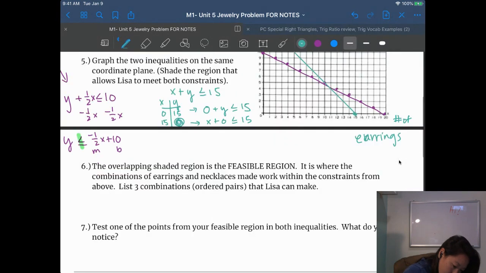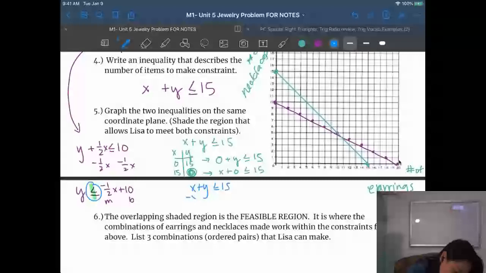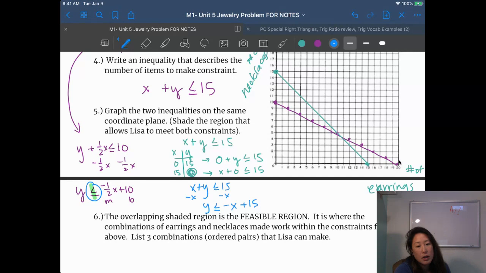Okay. All right. So next part is shading. For both of these lines, it says less than, and for the second line, x plus y is less than or equal to 15. If I subtract the x to the other side, I get negative x plus 15. So I can see that for both of these inequalities I need to shade below the line because it says less than. So below the green, and below the purple.